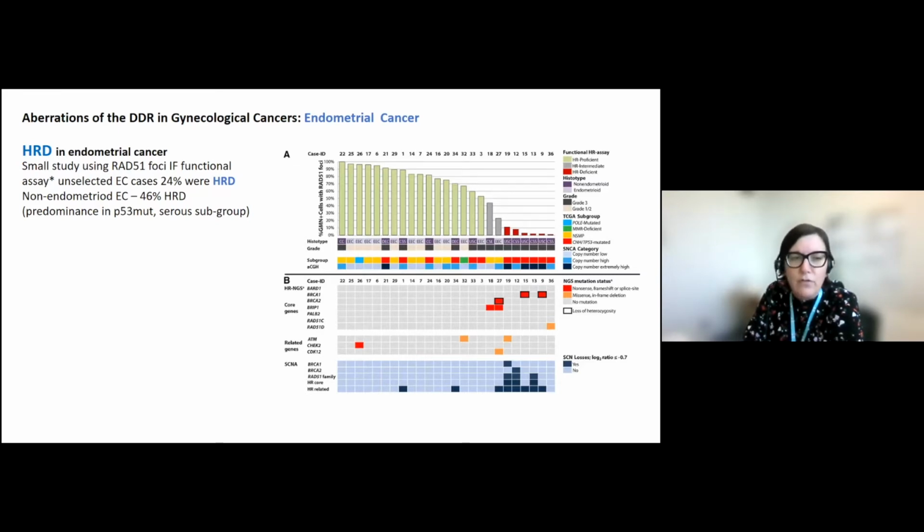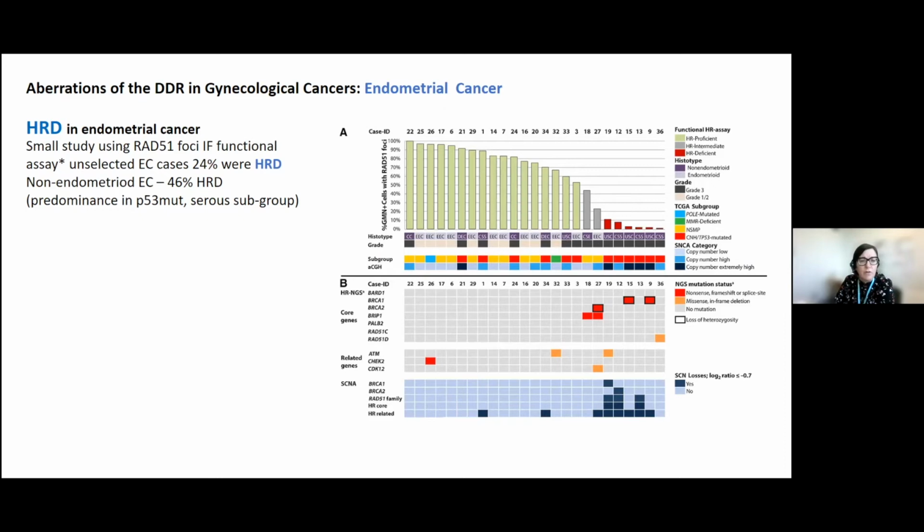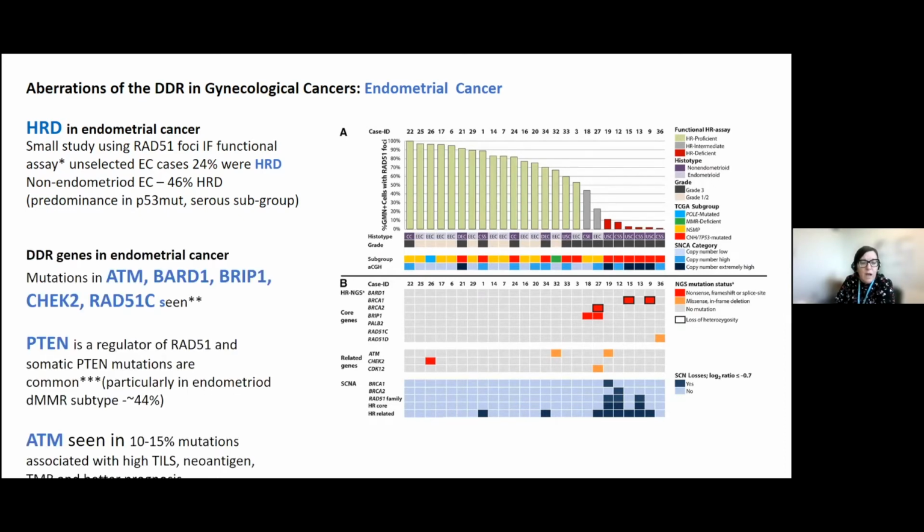And if you focus on the non-endometrioid, sort of the serous p53 mutant subgroup, then you get up to 46% of them being homologous recombination deficient. Other abnormalities are seen in endometrial cancer, such as mutations in ATM, BARD1, BRIP1, CHEK2, and RAD51. And again, PTEN, which is a regulator of RAD51, somatic PTEN mutations are common, particularly in the endometrioid dMMR subtype of endometrial cancer.